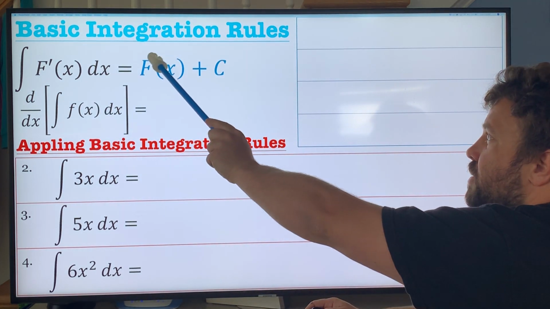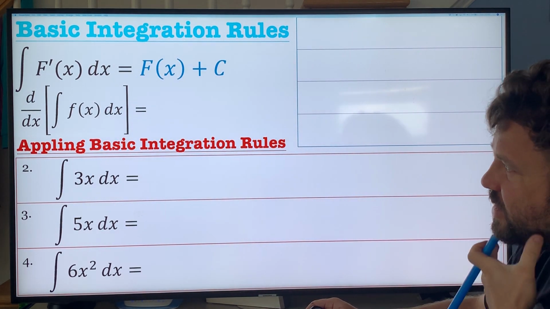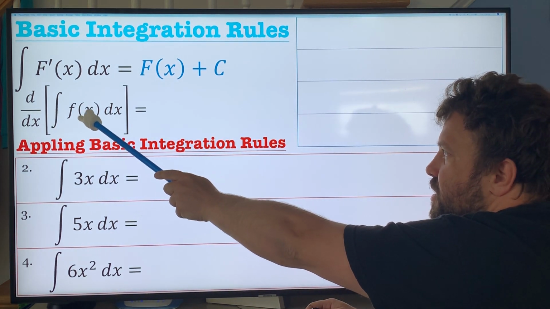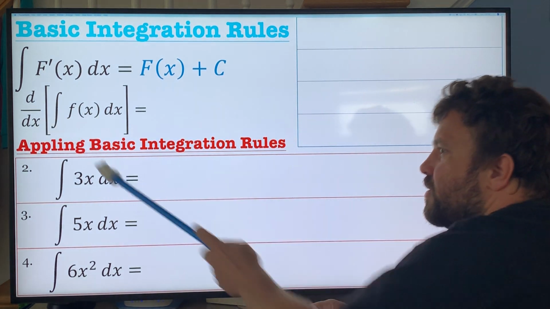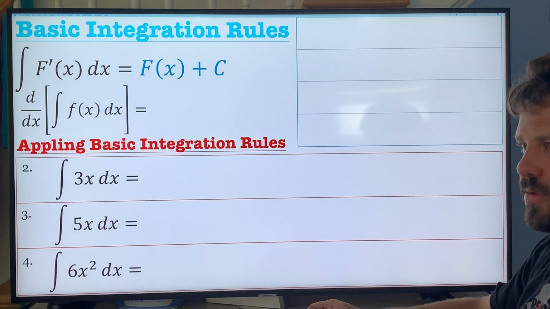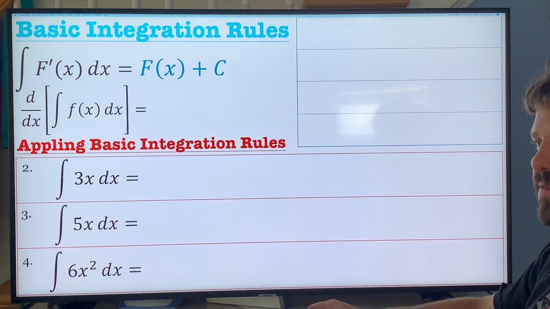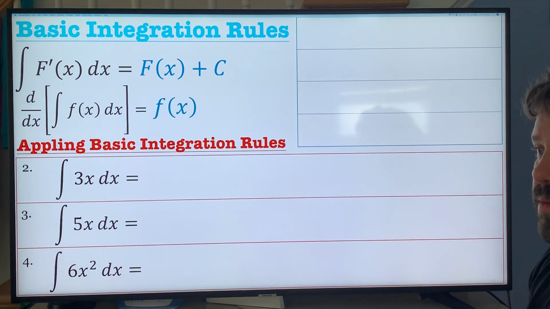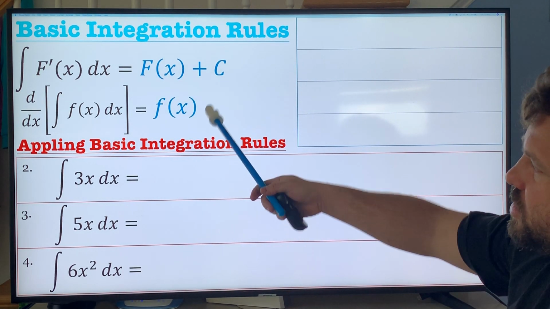Notice there's no longer a prime here. All right, very simple. The derivative of an integral is just like if you took half of 2, or if you took 7 times 1/7. They cancel each other out. 4 minus 4, all right? So it's just f of x.